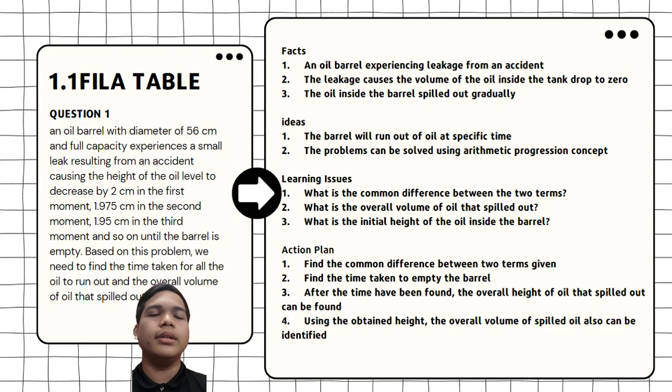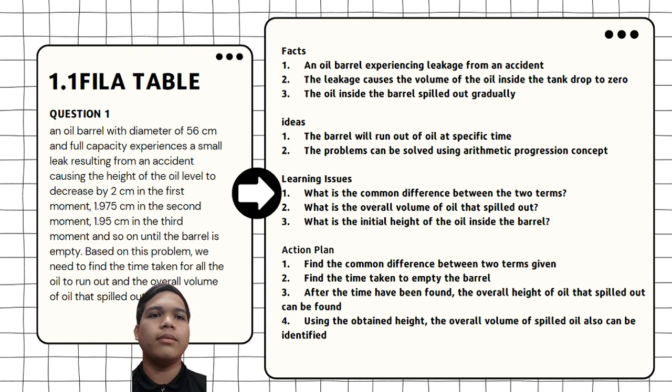Next is the filler table. In question 1, an oil barrel with a diameter of 56 cm and full capacity experiences a small leak resulting from an accident, causing the height of the oil level to decrease by 2 cm in the first moment. In the second moment, it decreases again by 1.975 cm and 1.95 cm in the third moment, and so on until the barrel is empty.